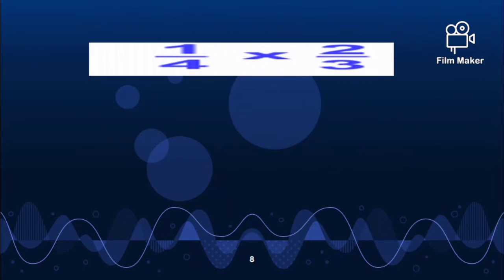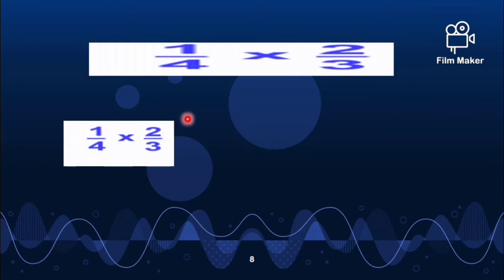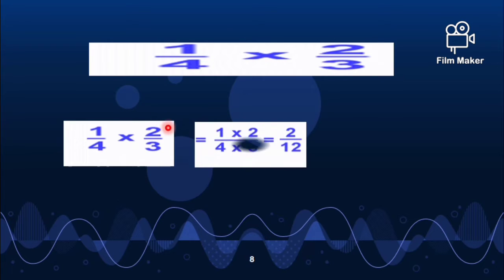Now let's move to another example. This example is the easiest one: 1 by 4 multiplied by 2 by 3. In this example we have the numerators 1 and 2 and the denominators 4 and 3. According to the rule, we will multiply the numerators together, 1 multiplied by 2, and 4 multiplied by 3.